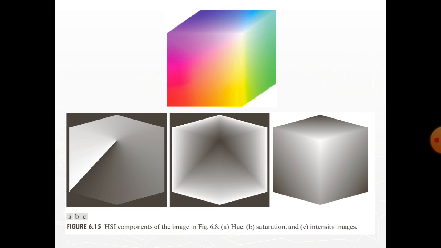This figure shows the hue, saturation and intensity images for the RGB values shown in this figure. Figure A is the hue image. Its most distinguished feature is the discontinuity in value along a 45-degree line in the front red plane of the cube.